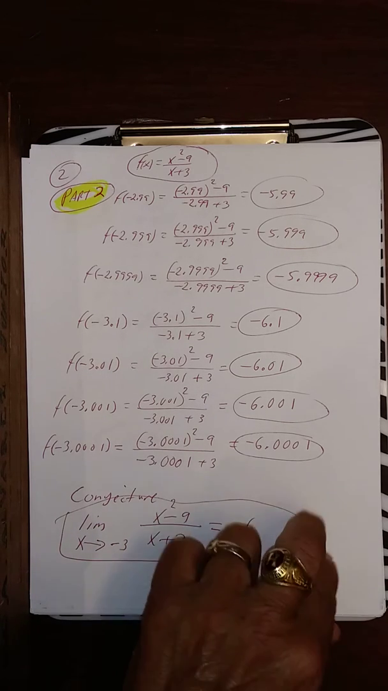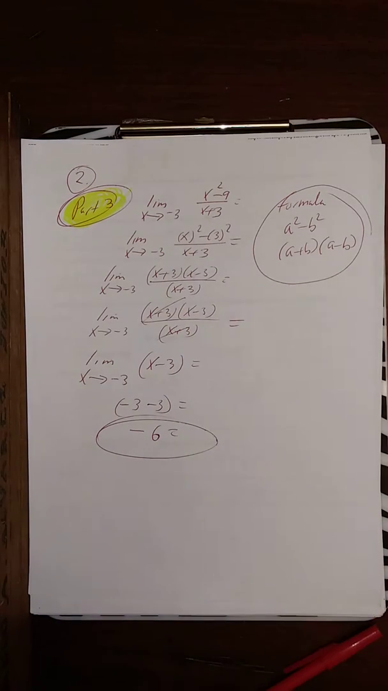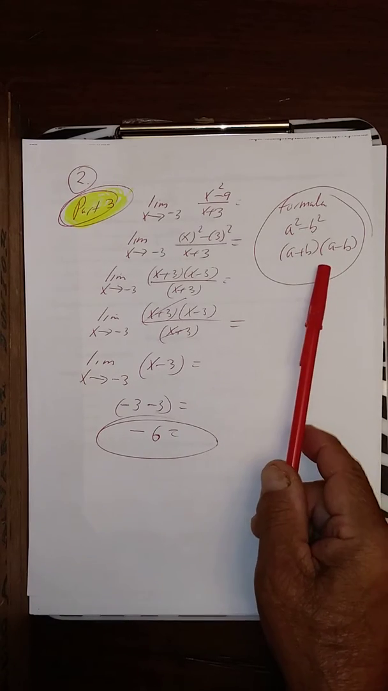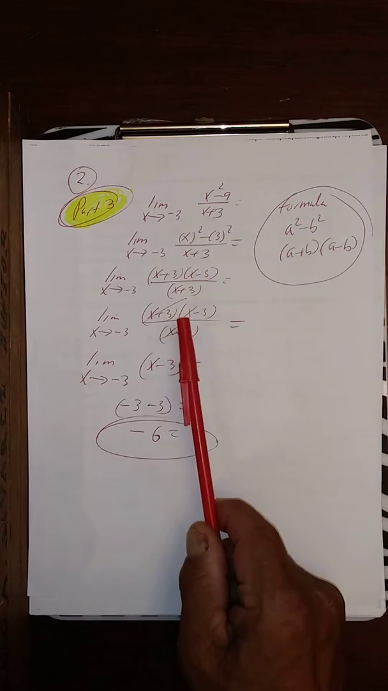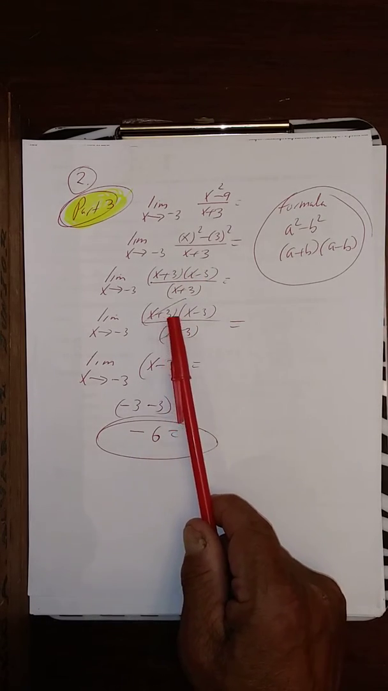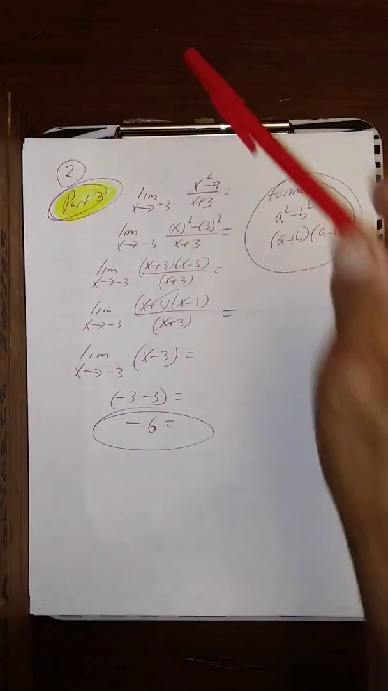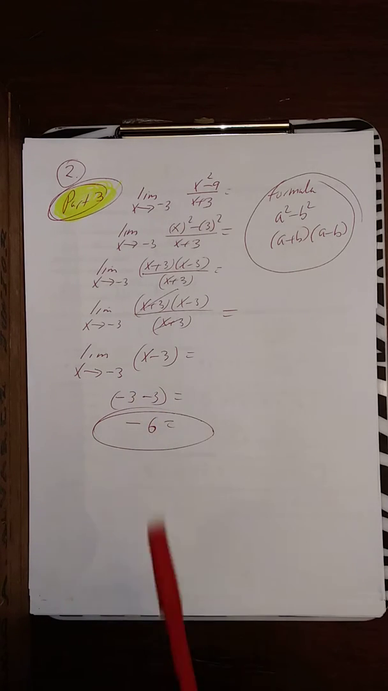So let's do this another way. Let's take the limit as x goes to negative 3. How do we do that? We've got to factor it. Factor the top. X squared minus 9 is a squared minus b squared, so that must be x plus 3 times x minus 3. Cancel the x plus 3's, we have x minus 3 left over. So now the limit as x goes to negative 3 of this, put the number in there, negative 3 and negative 3 is negative 6, the answer.